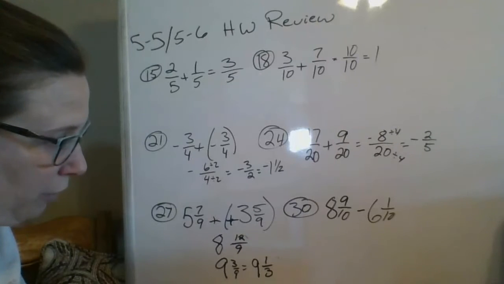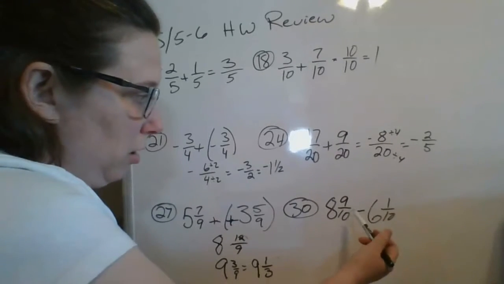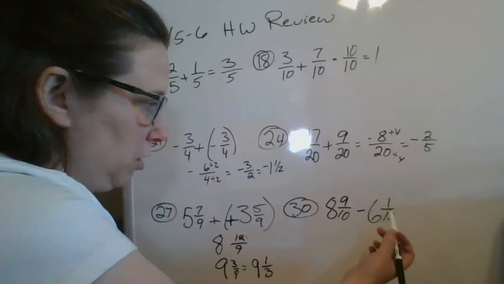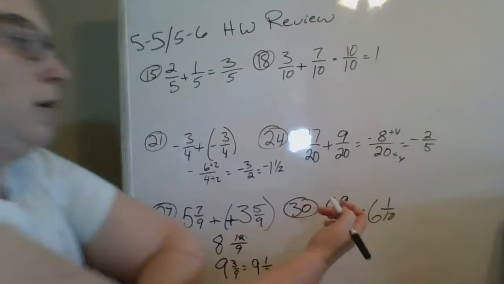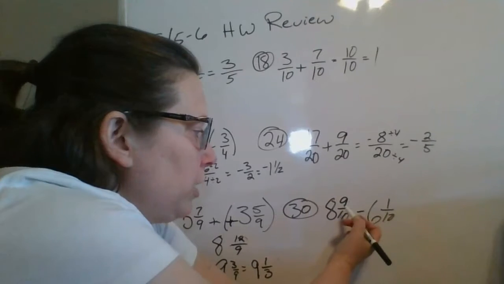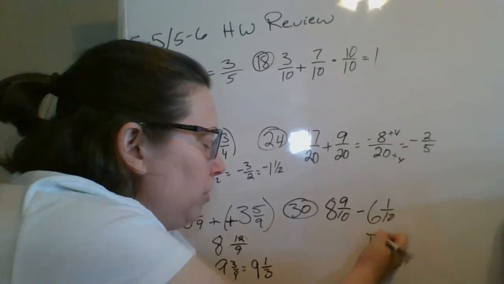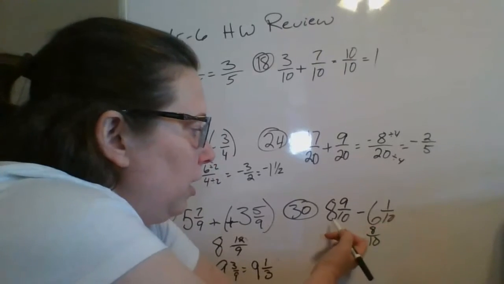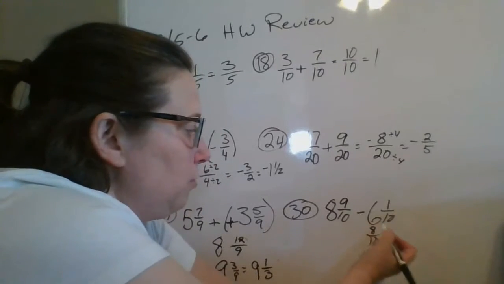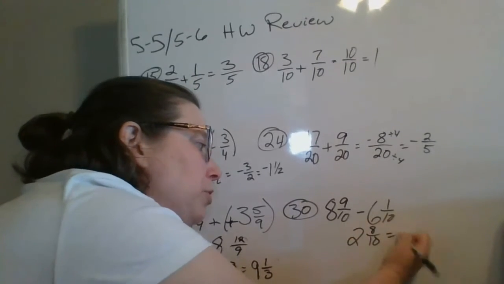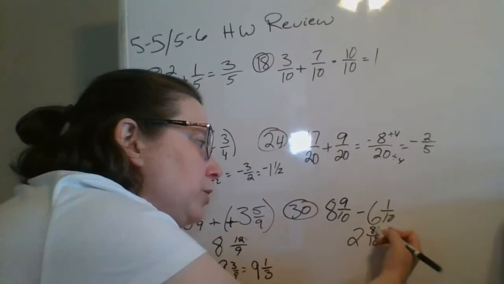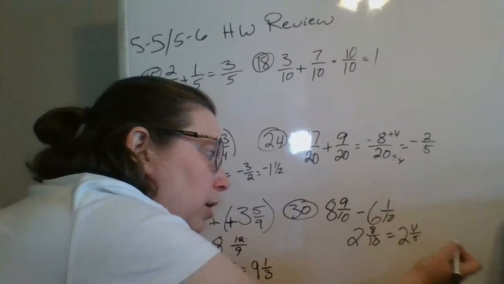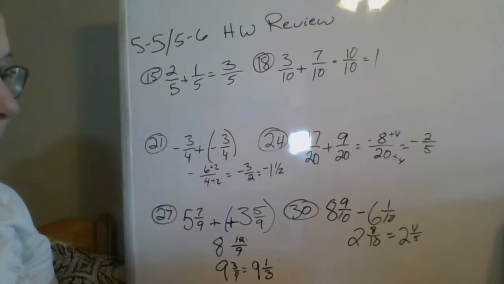Number 30 over here, we have a subtraction problem. Both our numbers are positive, so we're just gonna subtract it out and see what happens. If we subtract our fractions here, our denominator is still gonna be 10. We have 9 minus 1, 8. And then we can subtract our whole numbers. 8 minus 6 is 2. If we reduce, we're going to divide by 2 on our numerator and our denominator, and we get 2 4/5.